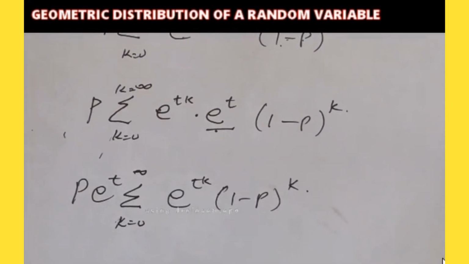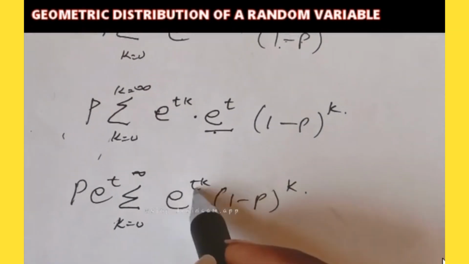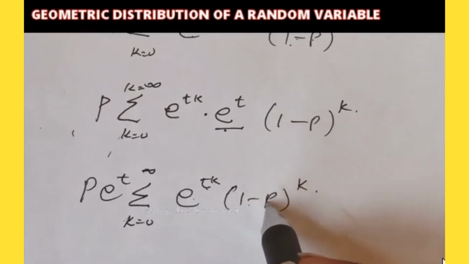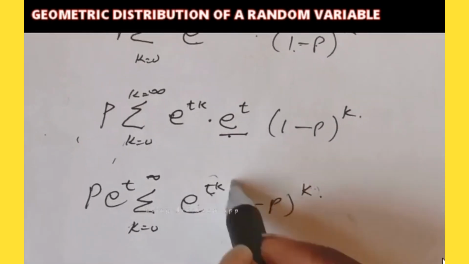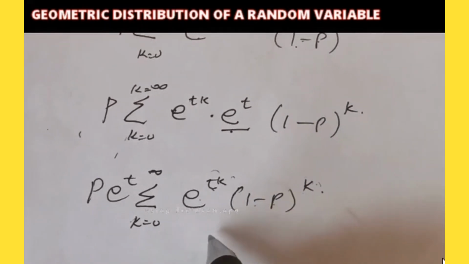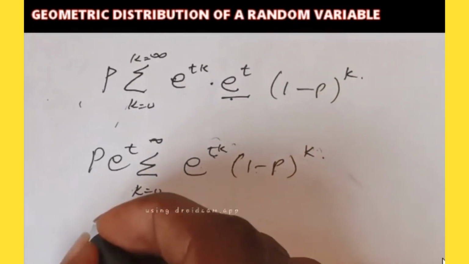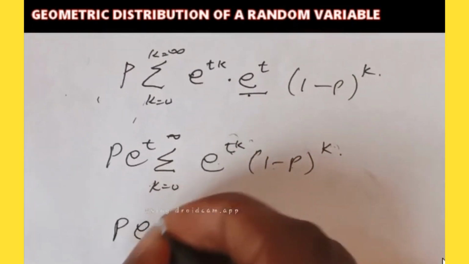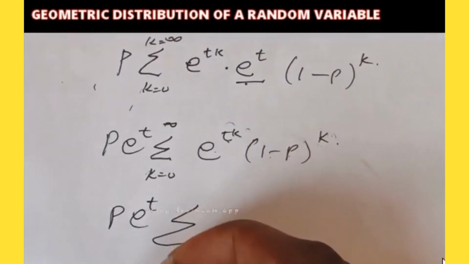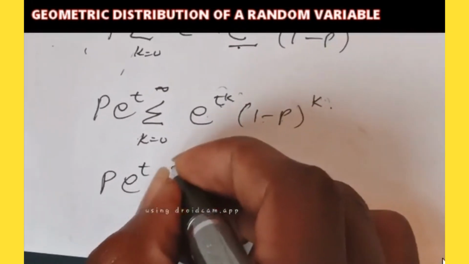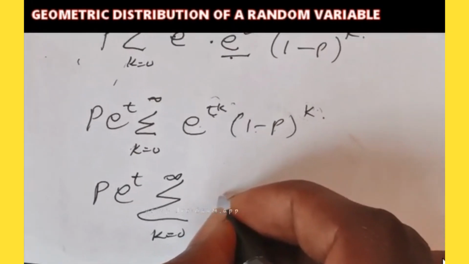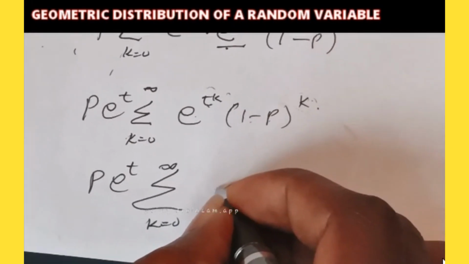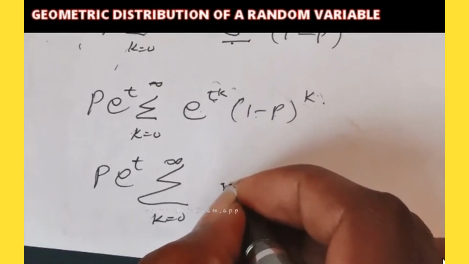1 minus p into k. As you look, exponential raised to tk and 1 minus p raised to k, k here is a common factor. So when multiplying it, we can rationalize it by saying p exponential t, summation when k is 0 up to k is infinity. This one is going to give us exponential.